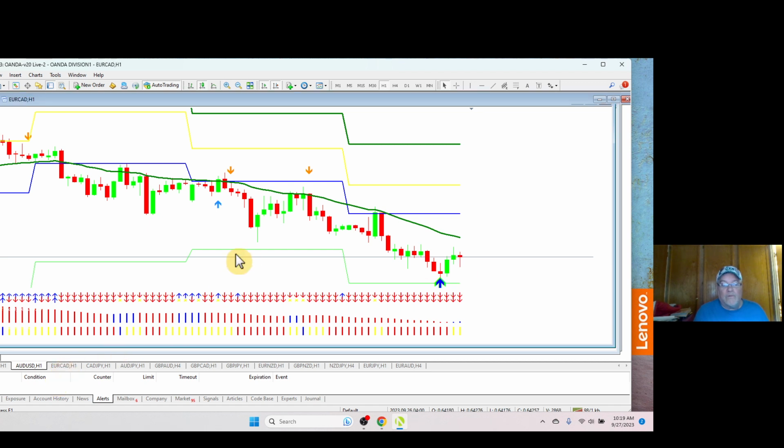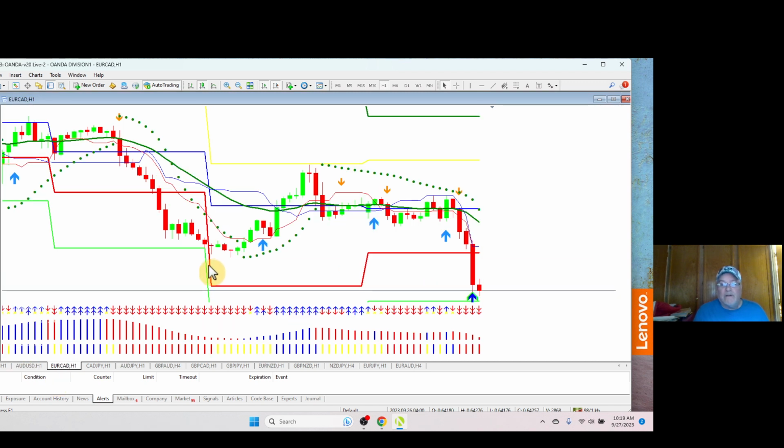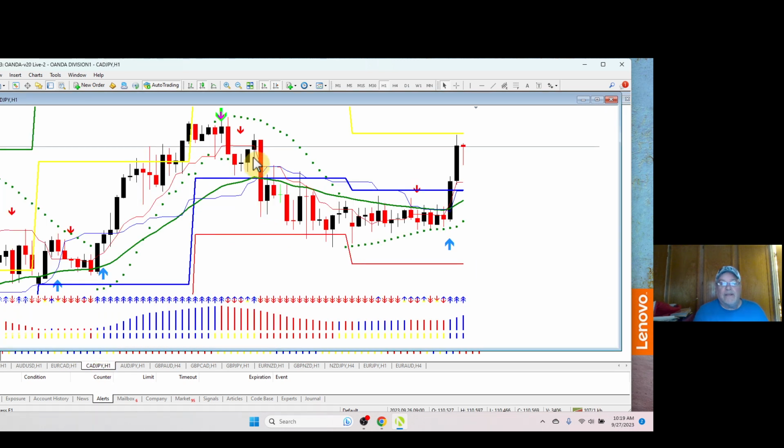The EuroCAD 1 hour has made a 1 hour buy, but it looks like that's got to go a little bit lower. And CAD yen, oh, it's coming up where the sell is. Excuse me.